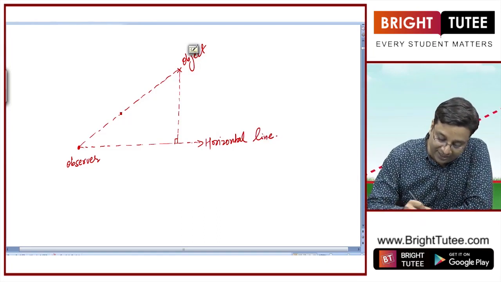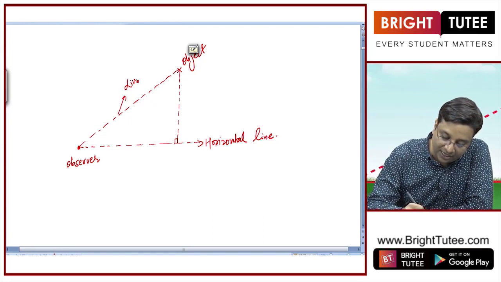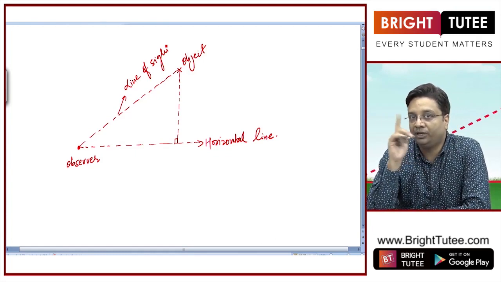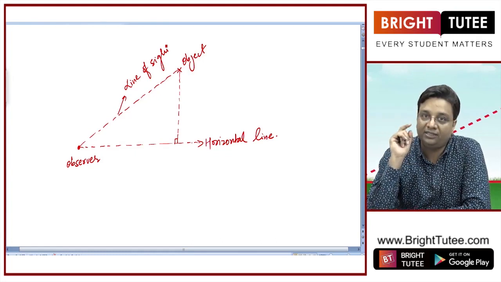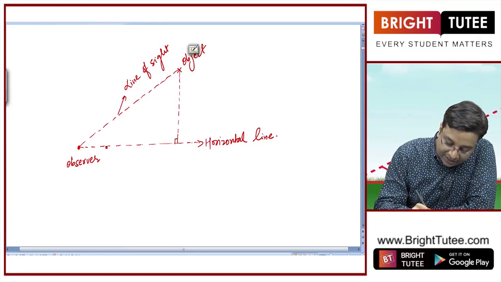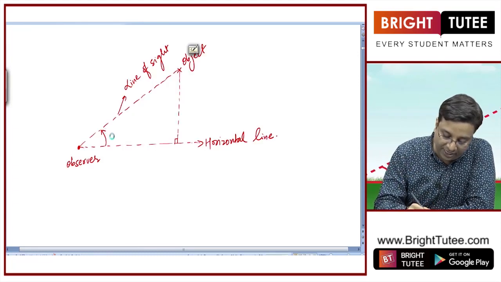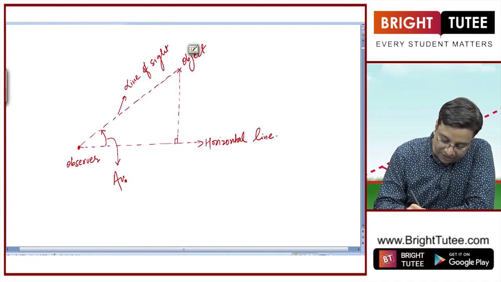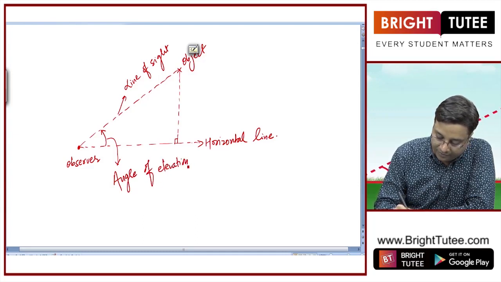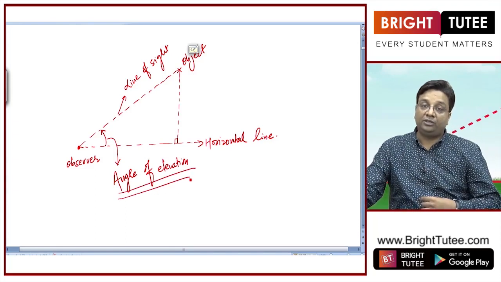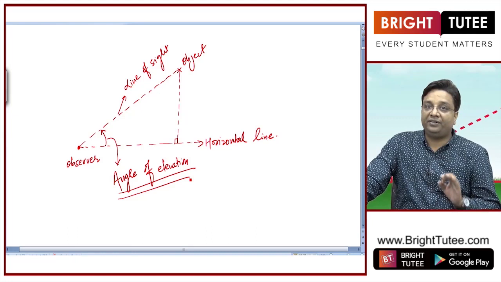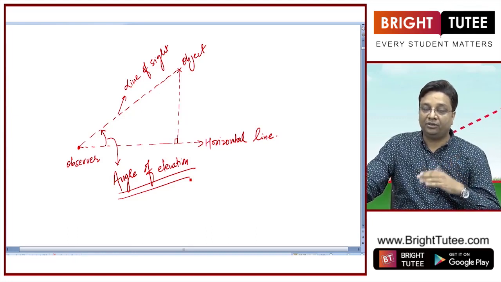This line is known as the line of sight, along which the observer is looking at the object. This line is known as the line of sight, and this angle here that is made with the horizontal line is known as the angle of elevation. You need to take care that you make every angle with the horizontal line. Don't confuse it with any vertical line, right?